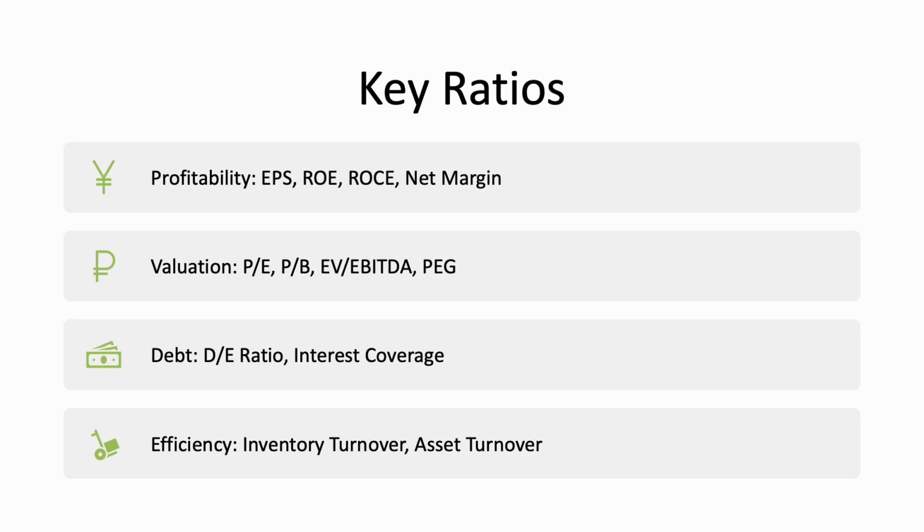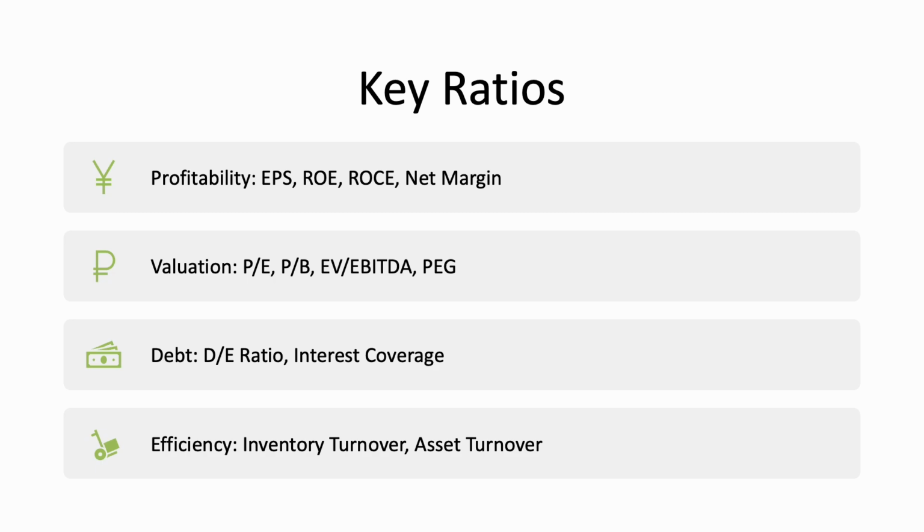Net profit margin. Net profit divided by revenue. It tells us how much of each rupee earned becomes profit. FMCG companies like Hindustan Unilever have net profit margin of 15 to 20%, while retailers like DMart may have lower margin but make up with high volumes.